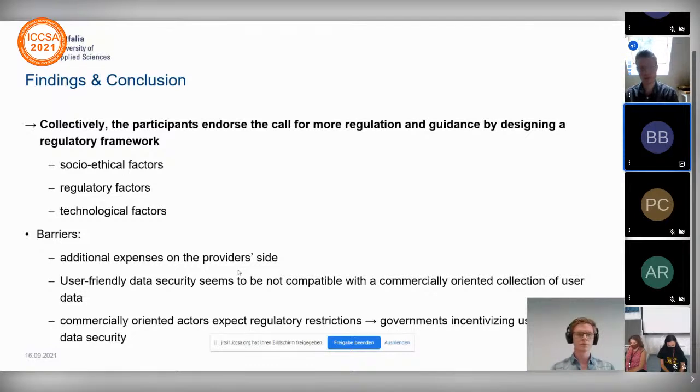And according to some participants, user-friendly data security might not be compatible with a commercially oriented collection of user data. Lastly, commercially oriented actors also expect regulatory restrictions, such as governments incentivizing user-friendly data security.